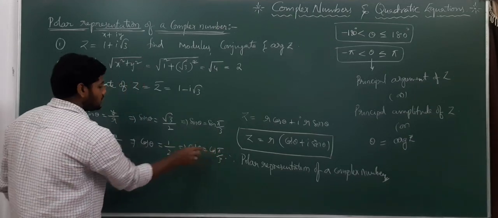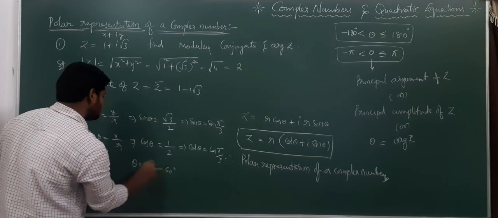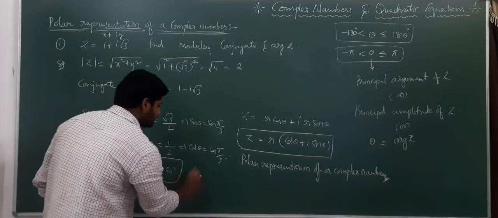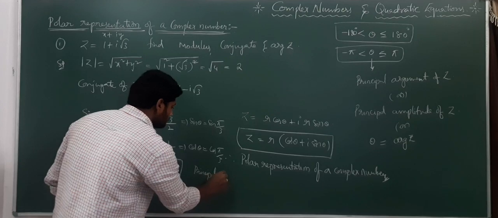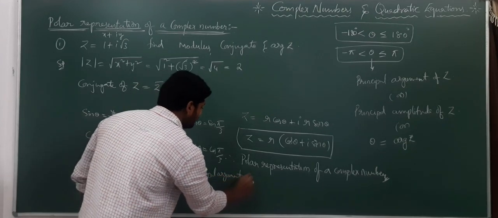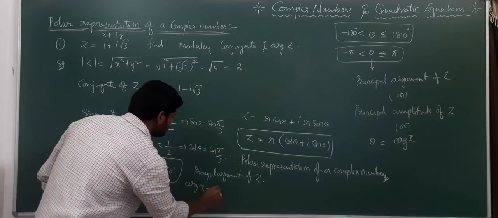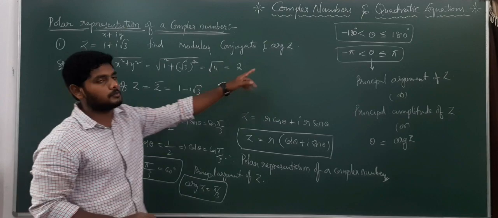Here both thetas are the same. So therefore theta is equal to what? Pi by 3, nothing but 60 degrees. So this is what we will consider as the principal argument of z. The principal argument of z, or arg z, is equal to pi by 3. So this is about the argument of z.